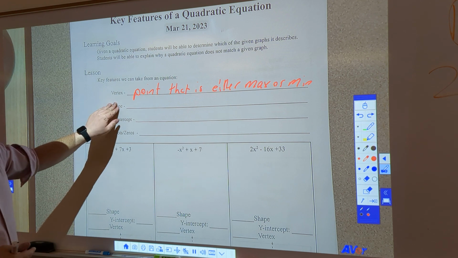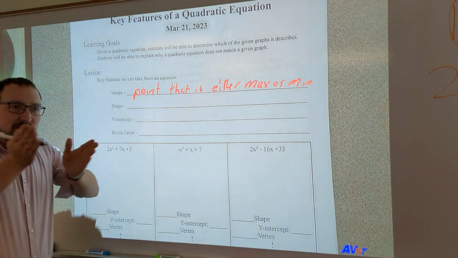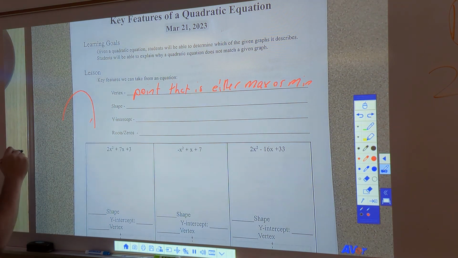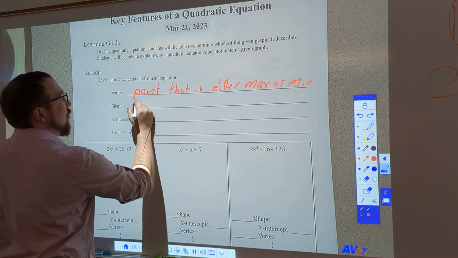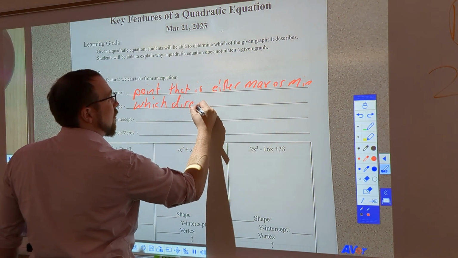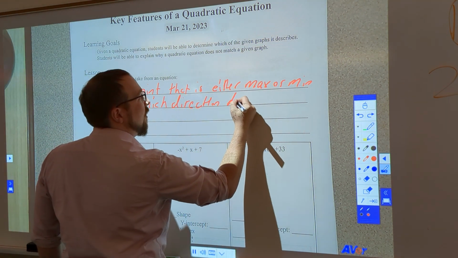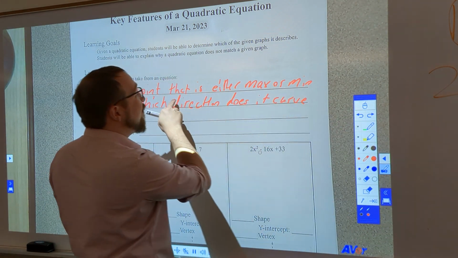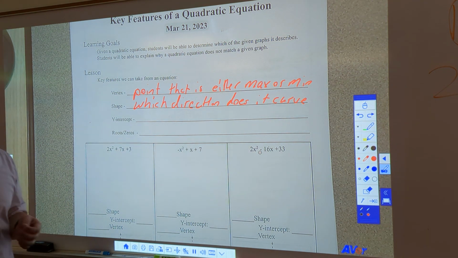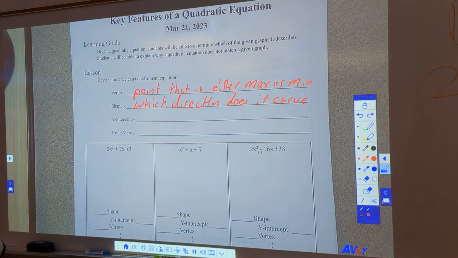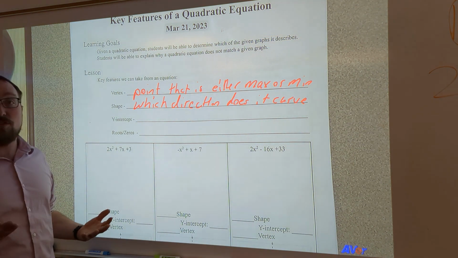The shape, when I say shape, I usually mean is it curved up like a smiley face or is it curved down like a frowny face? So this is which direction does it curve? And this is very useful to be able to find out which equation goes with which graph, if I provide you both of those and need you to match them.